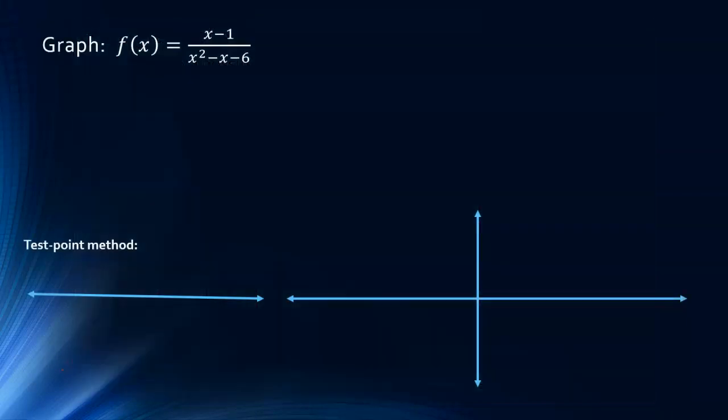So we want to graph this polynomial. Okay, so we're going to use everything that we've talked about so far. We want to first get that denominator in factored form.